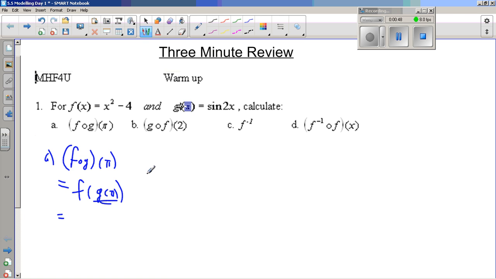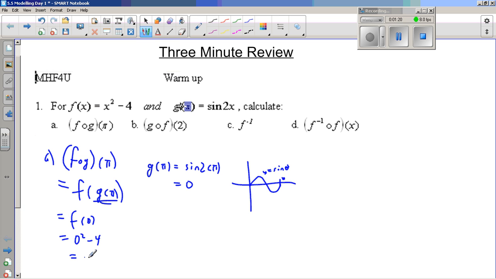So one way to do that is, well, let's figure out what g at pi is, and it's sine of 2 times pi. And what's the sine of 2 pi? There's y equals sine theta. There's 2 pi. This is equal to 0. So this is f at 0. And so then I take that value and substitute it into f at x. Get 0 squared minus 4 is minus 4.